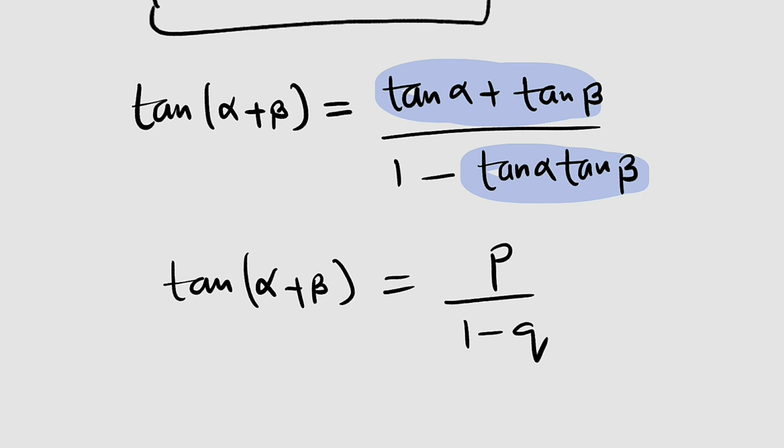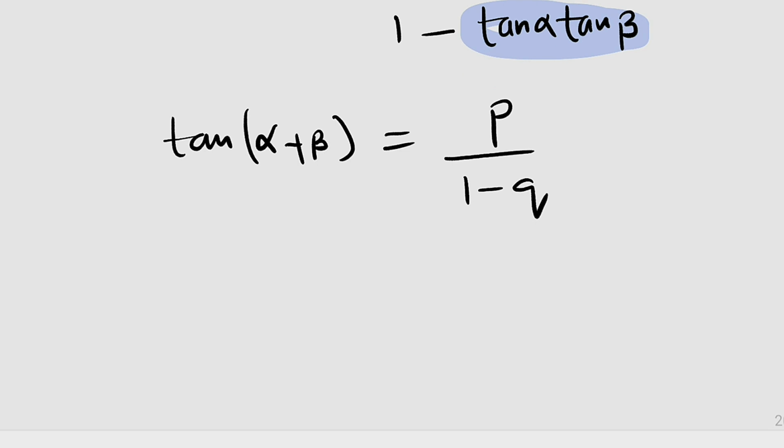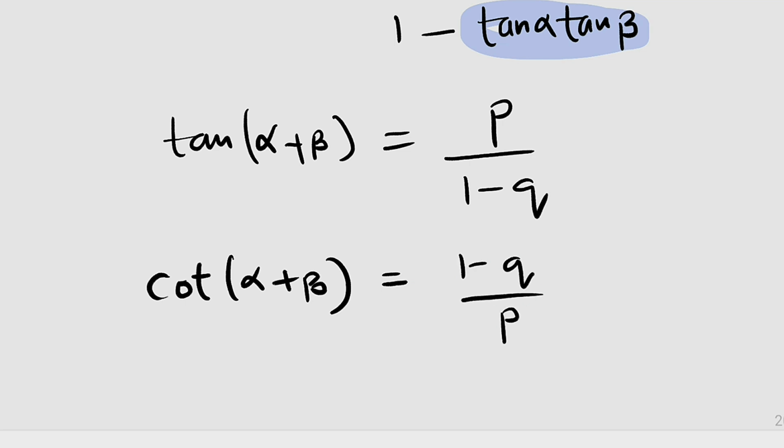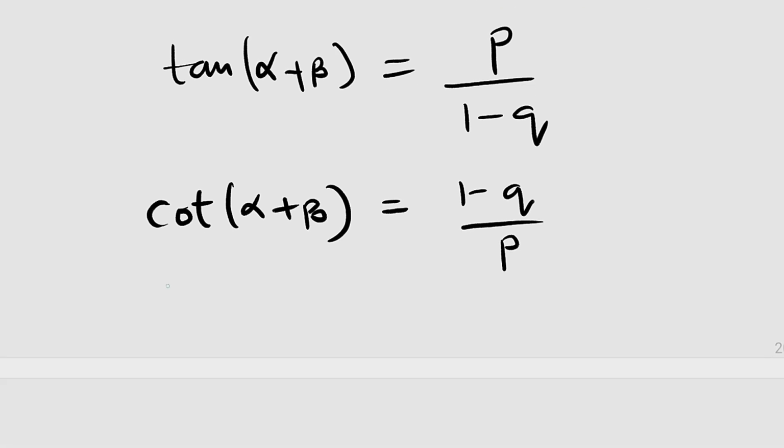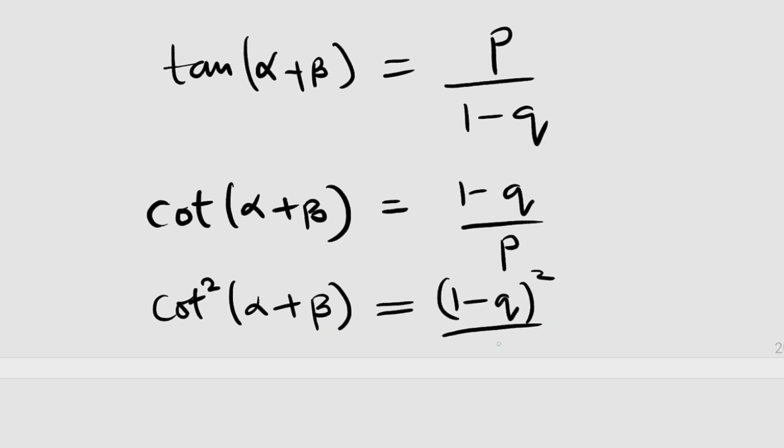One thing I love about trigonometric identities, you can always write one in terms of the other. So I think we can write cotangent of (alpha plus beta) by taking the reciprocal of tangent, which is equal to (1 minus q) divided by p. So now I want us to square both sides. This will be cotangent squared (alpha plus beta) equal to (1 minus q) squared divided by p squared.